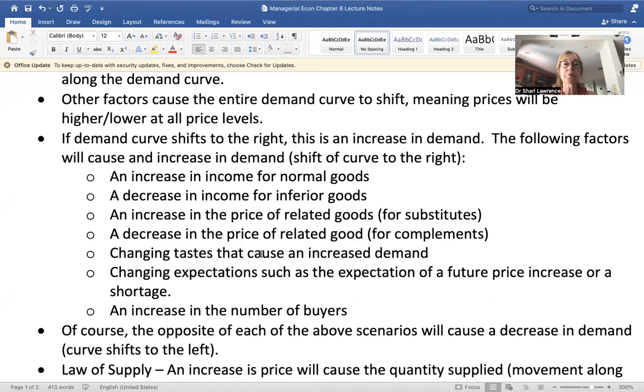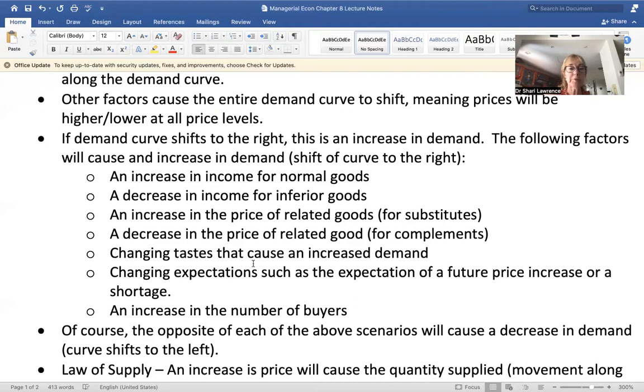People during COVID, why is there such an increased demand for housing? Well, one of the reasons is that during COVID, people were stuck at home, and a lot of people realized, well, our house is kind of small. Let's get a bigger house. So any kind of changing taste that you can think of would increase demand.